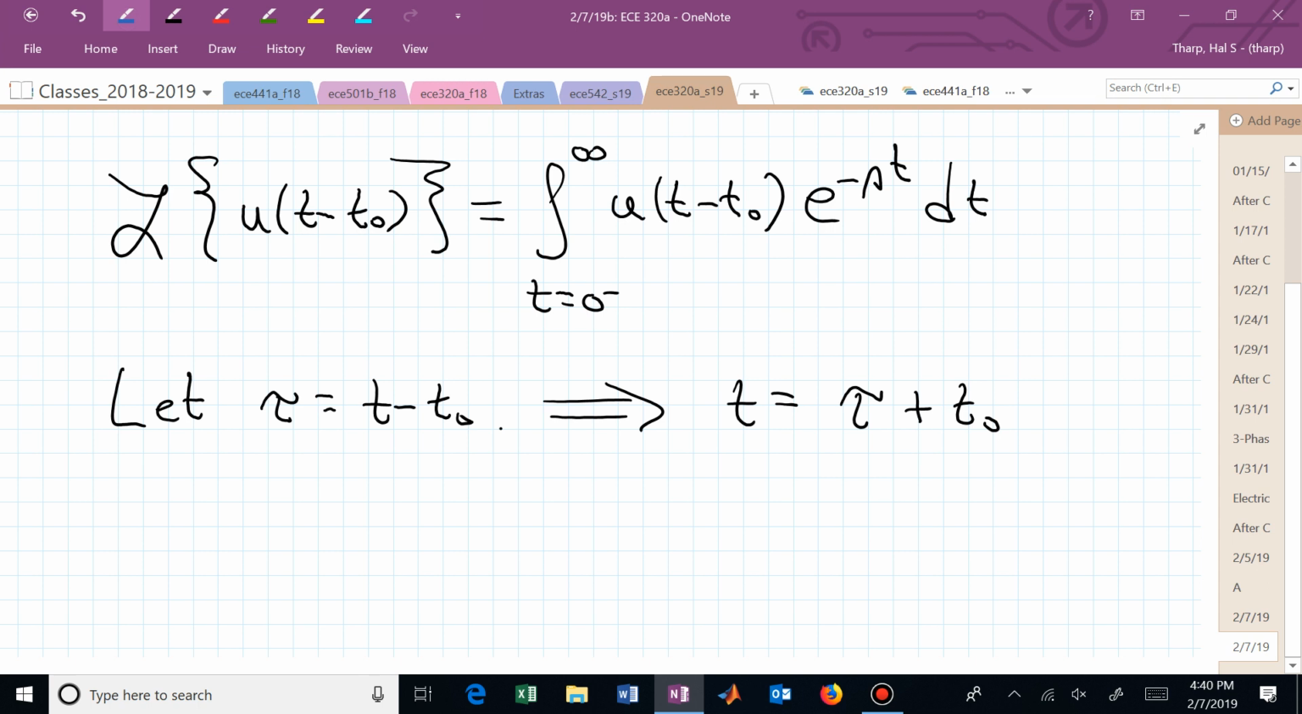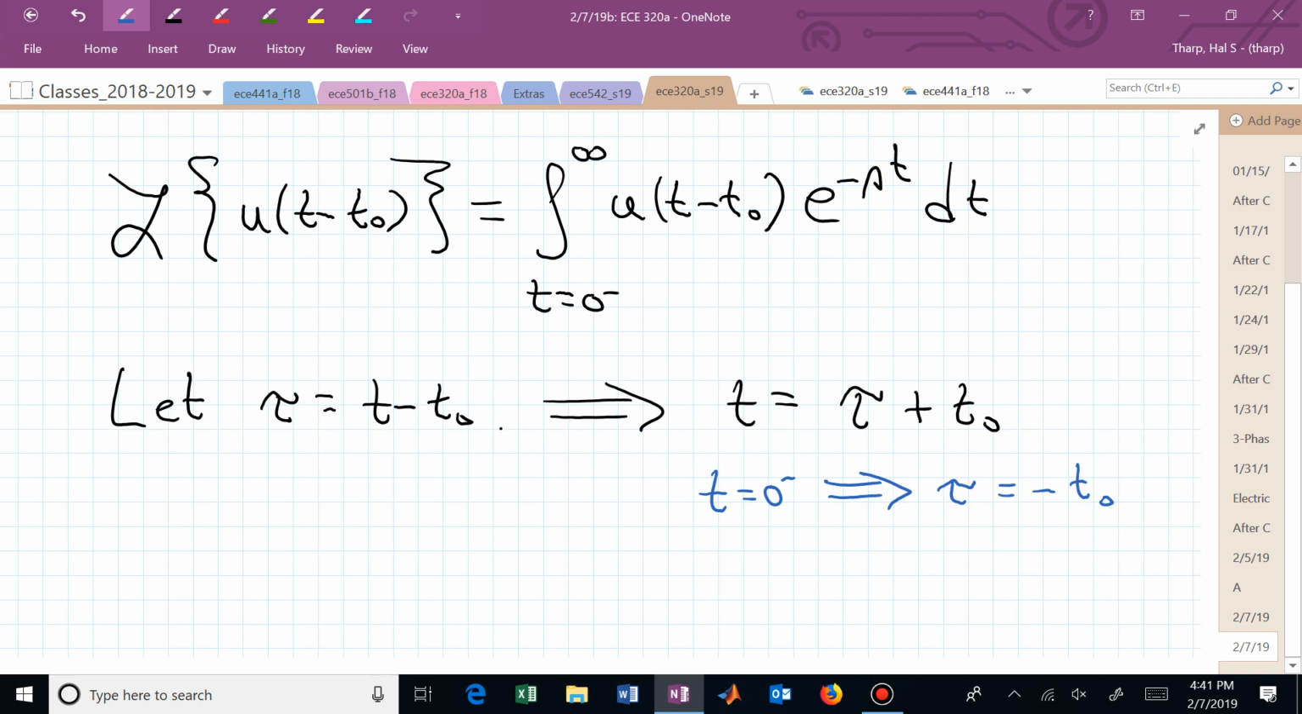And we're integrating from t equals 0 minus. What's that mean tau is going to be? If t is 0 minus, what is tau, if tau plus t0 is t? Isn't it just minus t0? If we have t equal to 0, then tau plus t0 is 0. Tau must be minus t0.